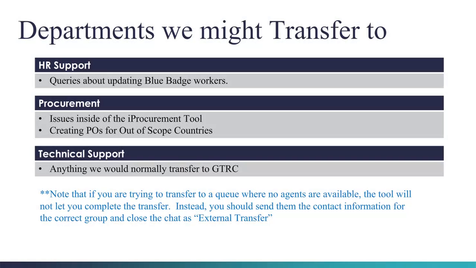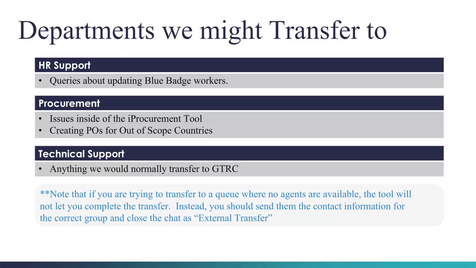Let's take a look at departments an agent might transfer to. The agent should transfer to HR support for queries about updating Blue Badge workers, or transfer to procurement for issues inside of the iProcurement tool, or creating purchase orders for out-of-scope countries. The agent may also transfer to technical support for anything that may normally be transferred to GTRC.